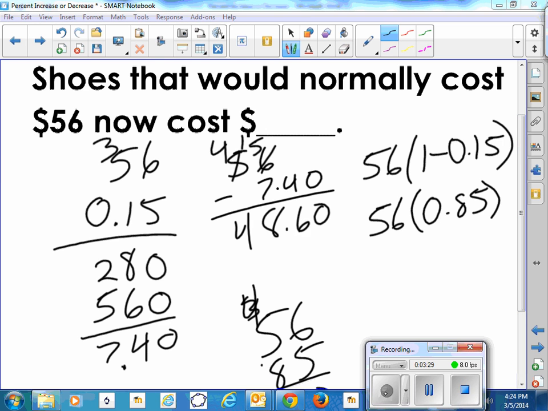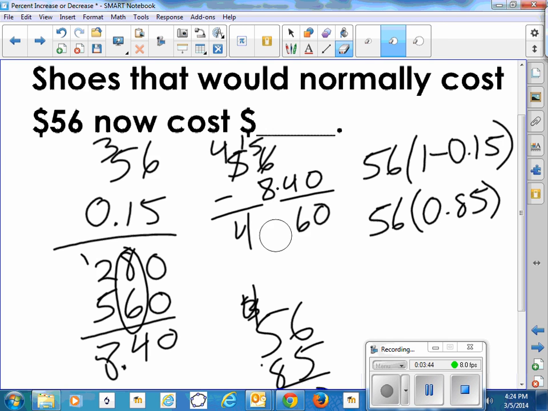No, the mistake was in my multiplication when I added the 8 plus the 6, I got 14, carry the 1, that gives me $8.40. So if I subtract $8.40, that gives me $47.60.